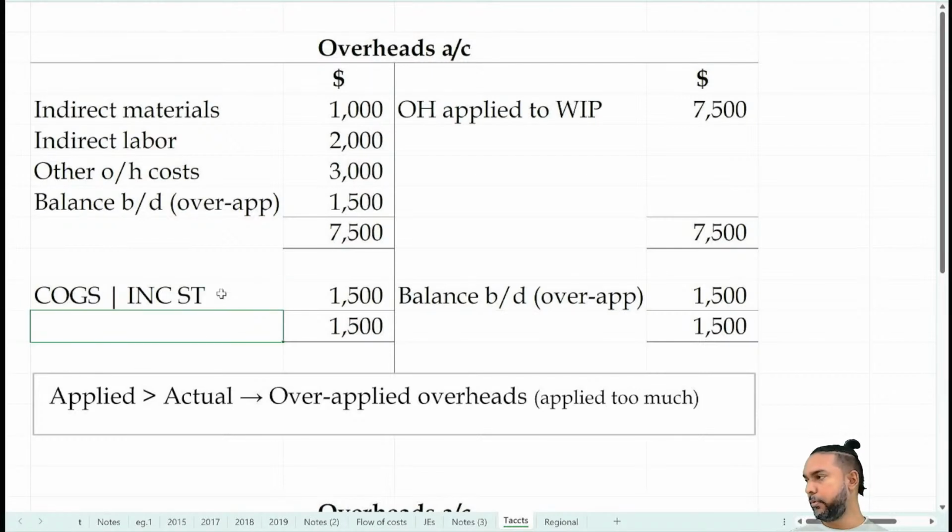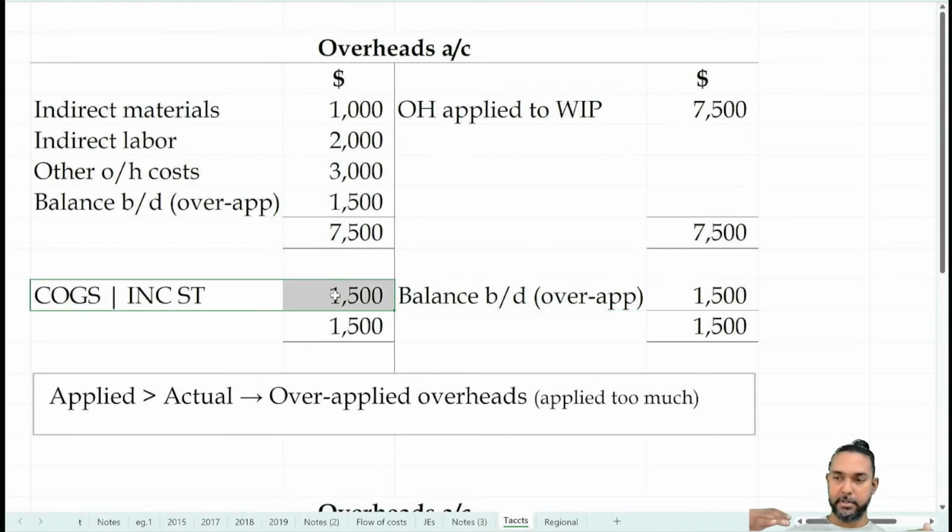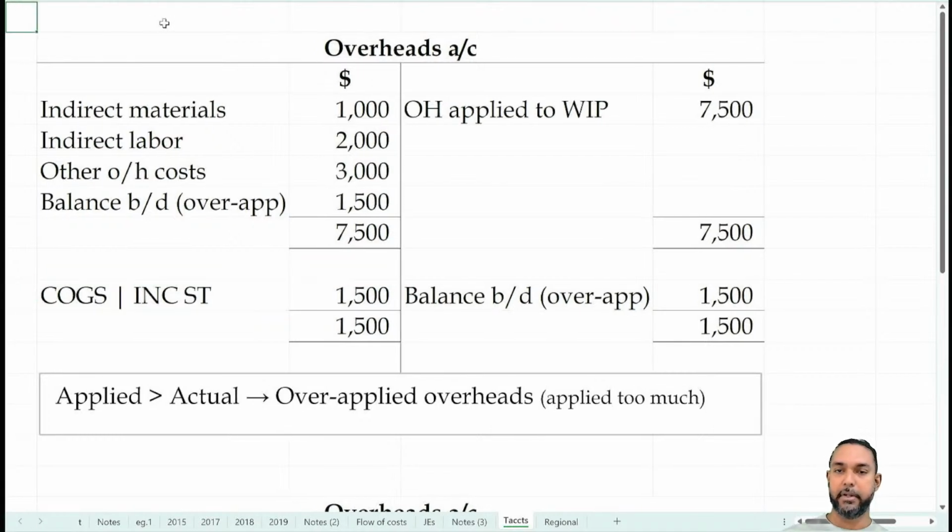Okay, so that's what it looks like when you over apply overheads. You apply too much relative to how much you actually incurred, resulting in a credit balance in the account, which has to be transferred out to close it off. So that is when you have over applied.